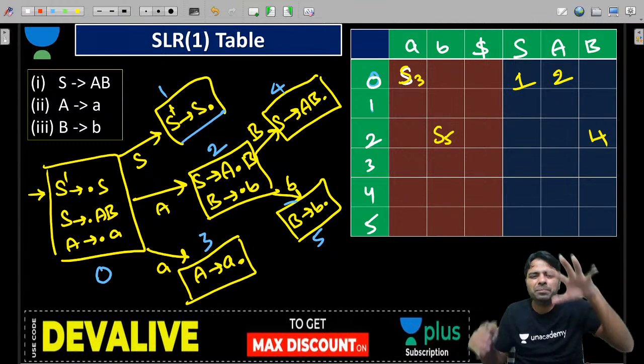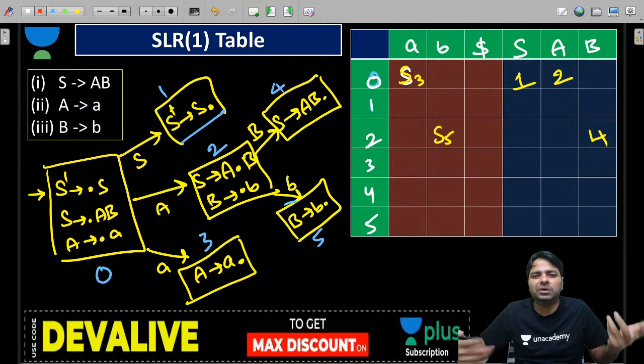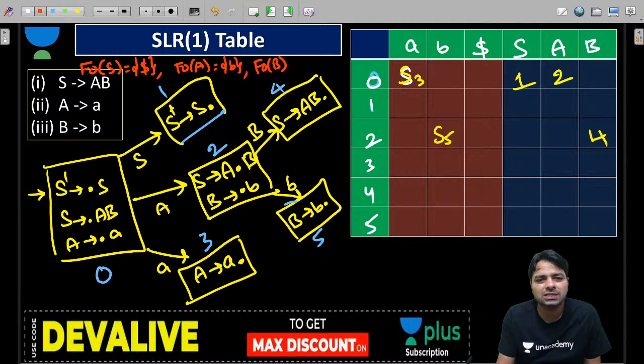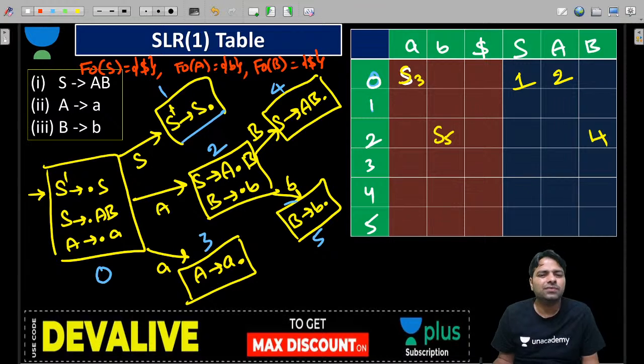Guys, it is better to compute the follow set first, so that every time there is no need to compute. So I will compute first to have clarity about what I am going to do. Keep the follow set somewhere. Follow of S is just $. And what is the follow of A? It is the first of B, that is a small b, and follow of capital B is the same as the follow of S, that is $. So I computed it, because I don't want to worry every time about what this follow is. Now you have to look at this one, this one, and this one.